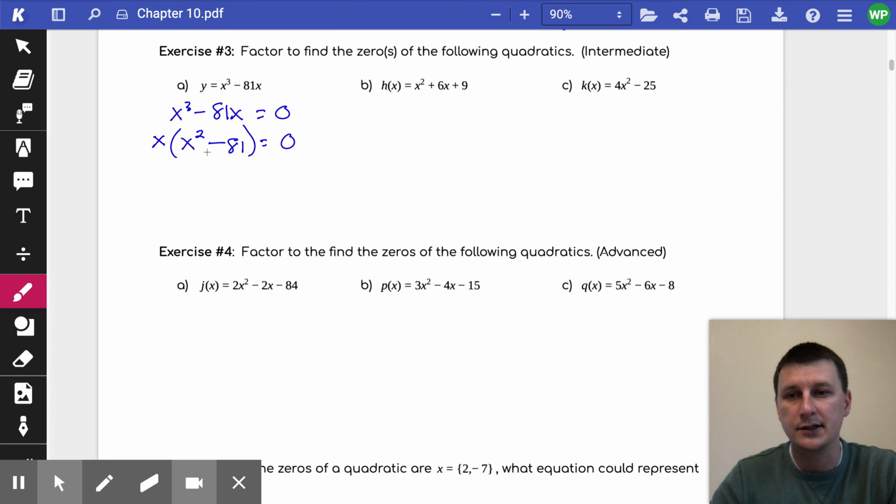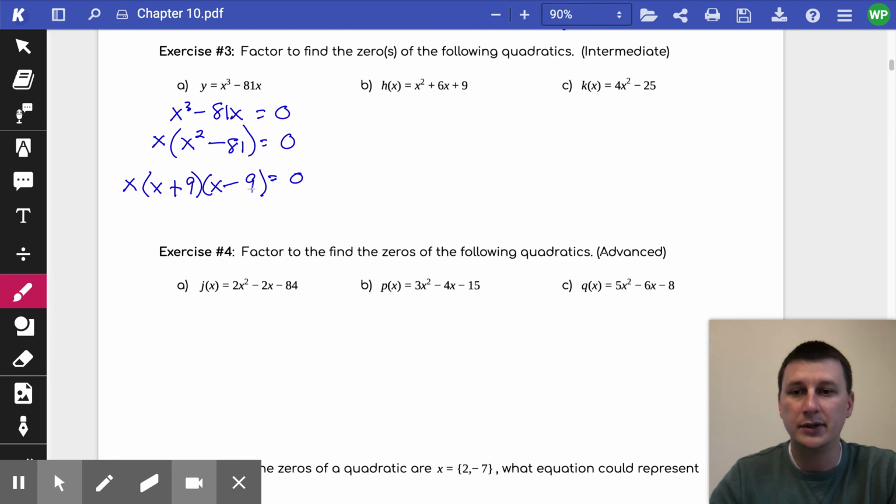Now, can I factor x squared minus 81? You should recognize x squared minus 81 as a difference of two squares. So I'm going to go ahead and factor that difference of two squares by putting the square root of x squared in the first part of the parentheses, and the square root of 81 is 9, and that's going to go in the end of the parentheses. And I'm going to separate those with a plus and a minus. The rules for factoring a difference of two squares.